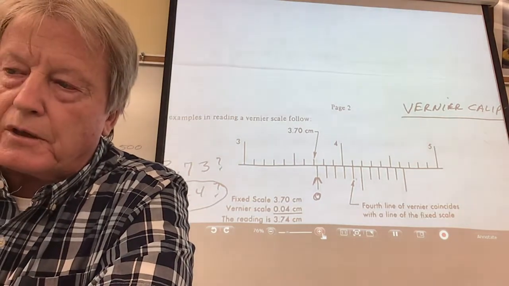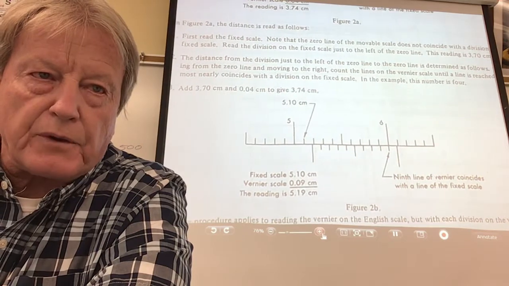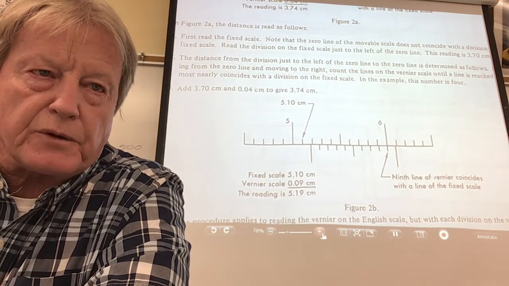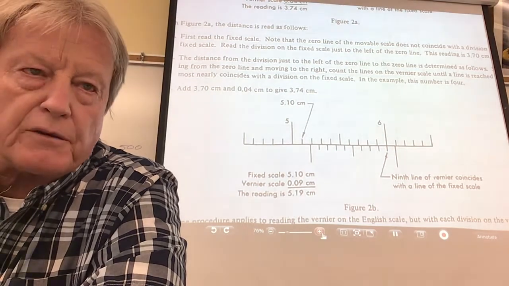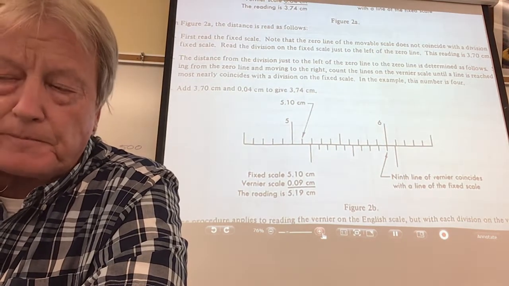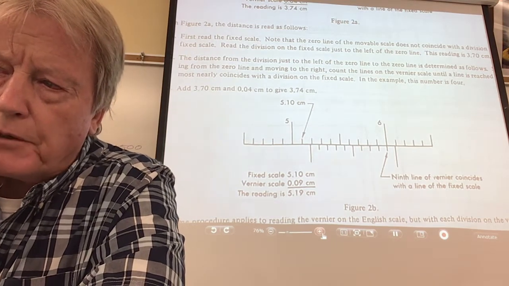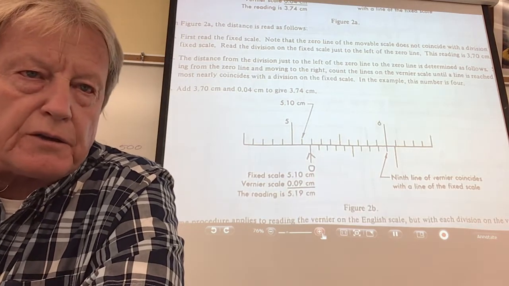And what I want to do here, we're going to do it again. We're going to come down to this one. And what I'd like you to do is, whoever you're sitting with, see if you can figure out how to read this one, and then we'll see how you did. The answer is down at the bottom, but remember, you always start from the 0 on the vernier line. You read straight up from the 0 on the vernier line.